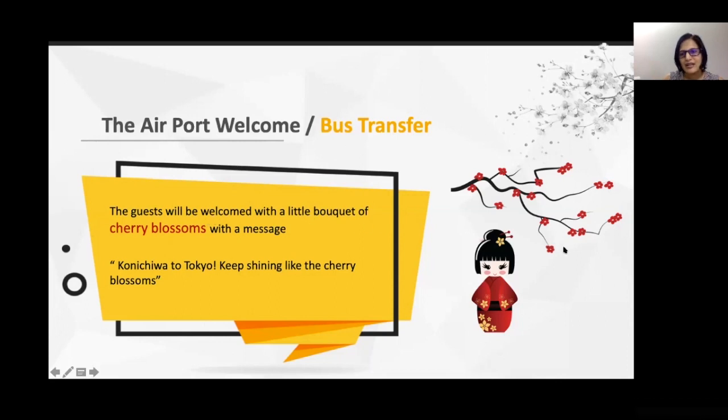You know that Japan has this special tree called the cherry blossom tree, which comes only in a particular season. It's beautiful because entire cities have these trees and it's all blossoming with pink little flowers. And in the season, it looks absolutely stunning. So you can Google Japan cherry blossom and you will see what I'm talking about. But because cherry blossoms are very Japanese, we welcomed them with a little bouquet of these flowers with a message, Konnichiwa to Tokyo, and keep shining like the cherry blossoms. So if you notice, again, we have brought the shine element in the communication.